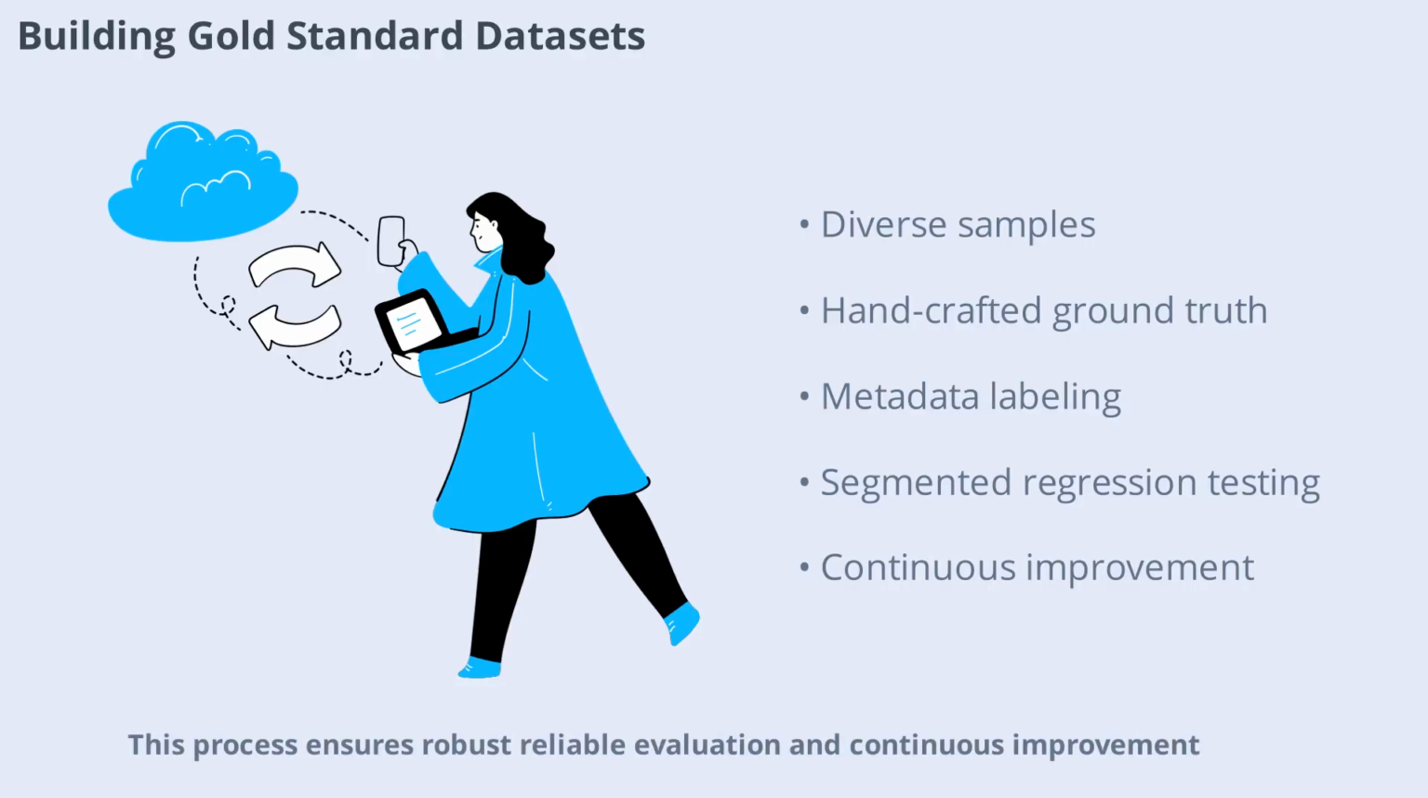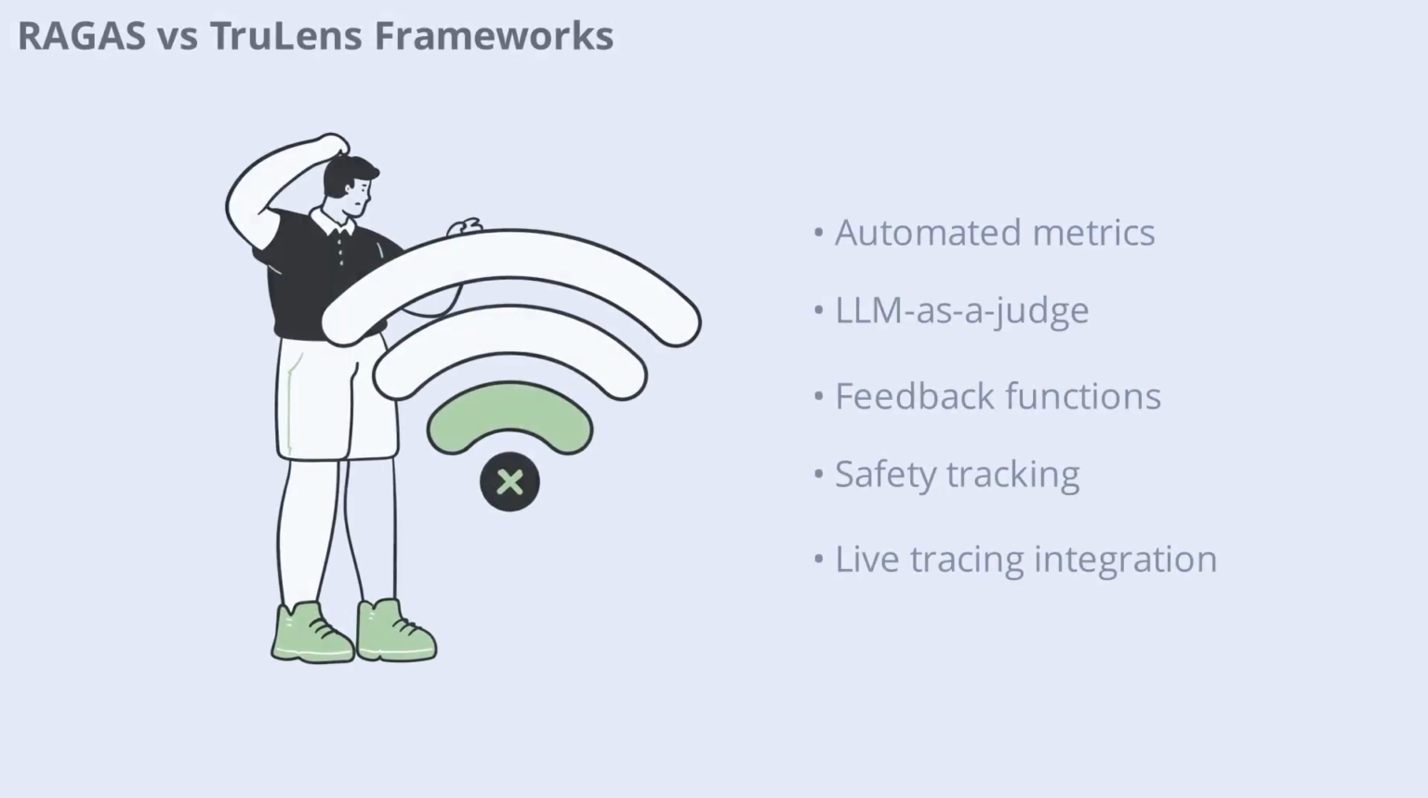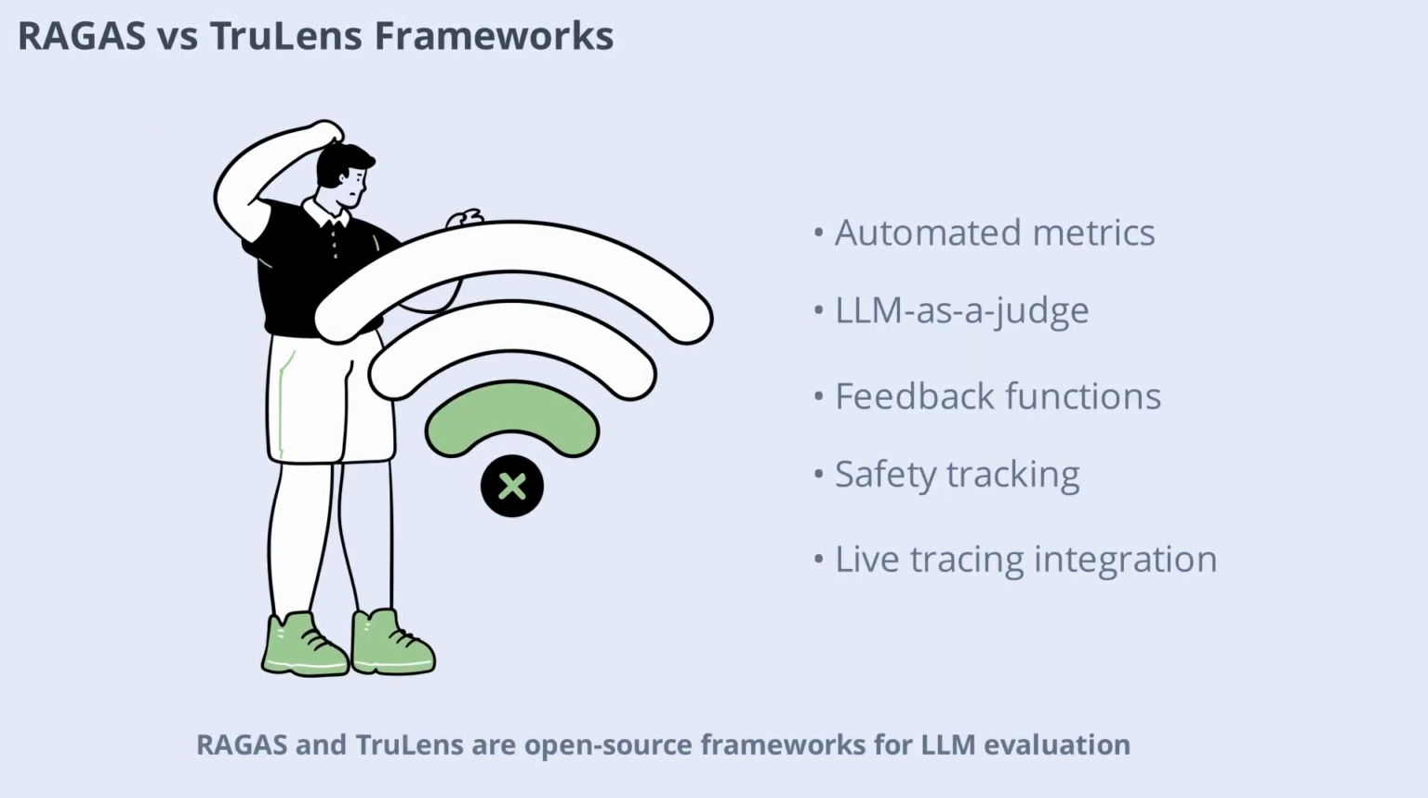This process ensures robust, reliable evaluation and continuous improvement. RAGAS and TruLens are open-source frameworks for LLM evaluation. RAGAS focuses on automated metrics using LLM-as-a-Judge, especially for RAG pipelines, measuring faithfulness and answer relevance. TruLens introduces feedback functions that track safety, moderation, and performance, integrating directly into live tracing apps. Choosing the right framework depends on your evaluation needs and workflow integration.